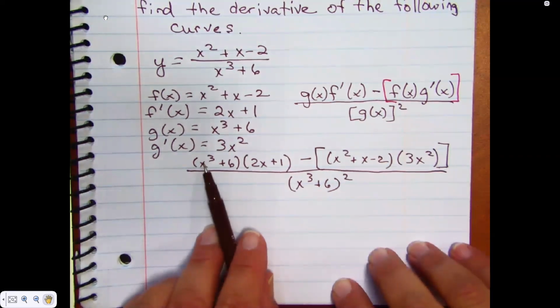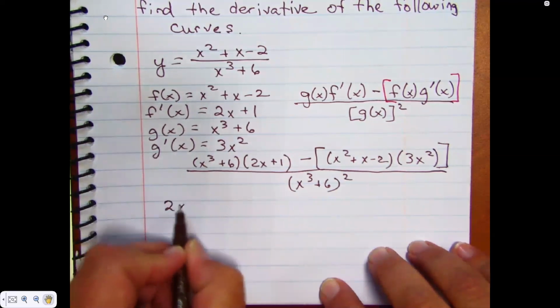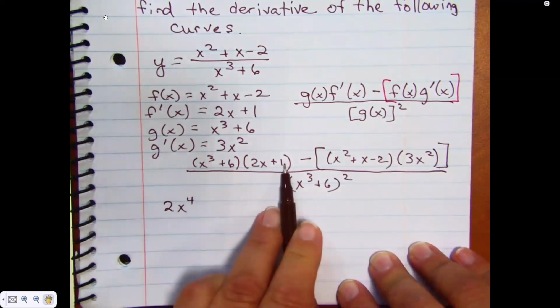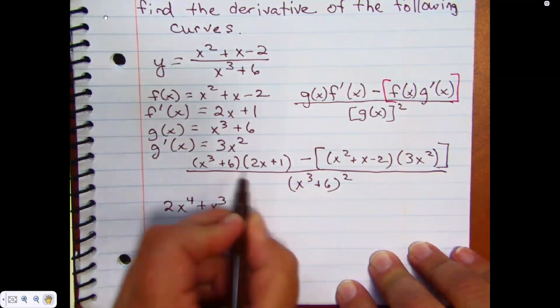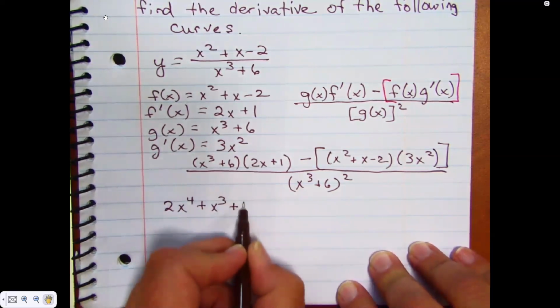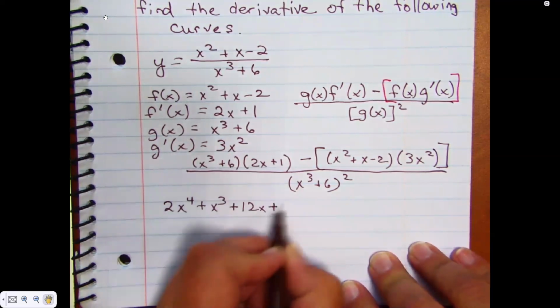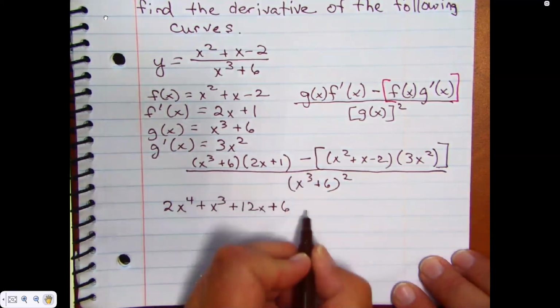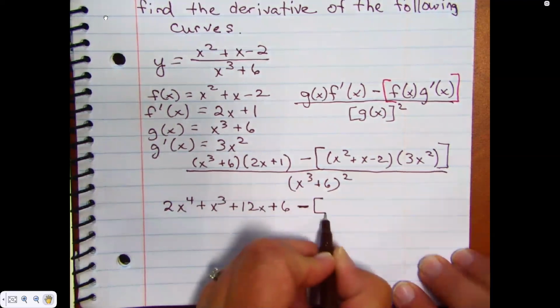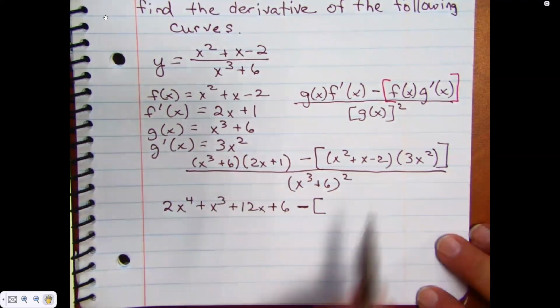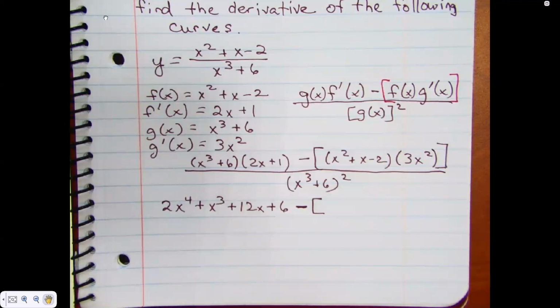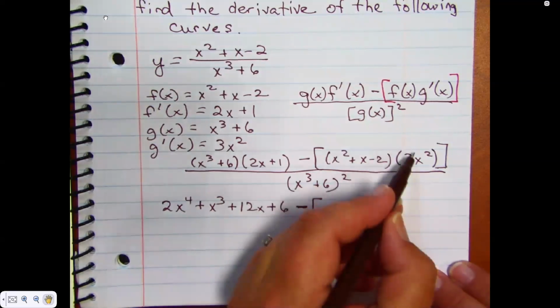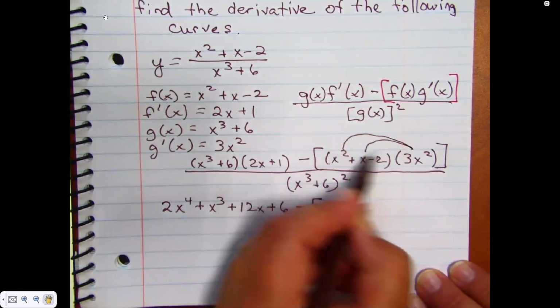All right, so let's FOIL. So x to the third times 2x is 2x to the fourth. X to the third times 1 is x to the third. Inner gives us 12x, and last gives us 6. Okay, just a simple FOIL. First, outer, inner, last. Here we're going to do minus, and we're still going to have the bracket. And then what do we get to distribute here? Even though it's at the back, you just have to distribute the 3x squared. So it has to go to all three, but it's just one term.